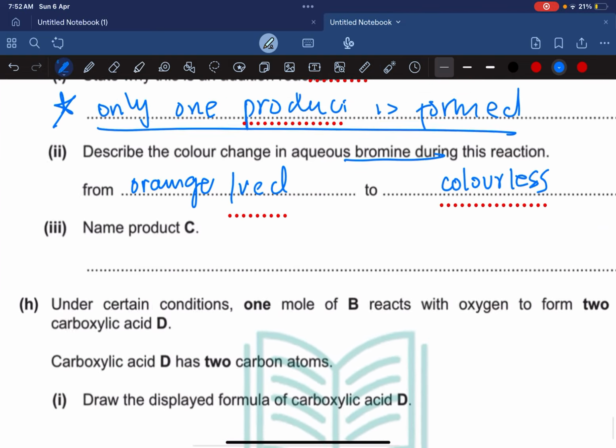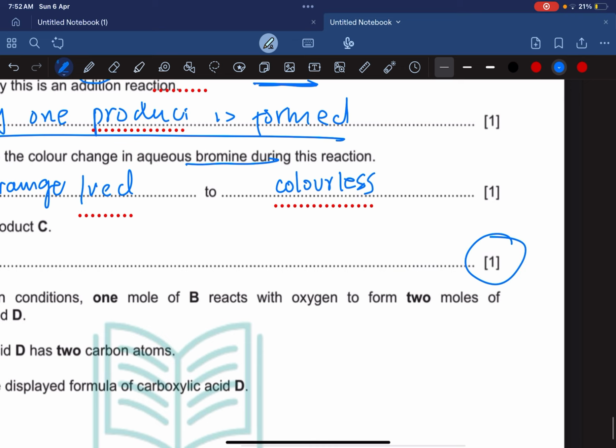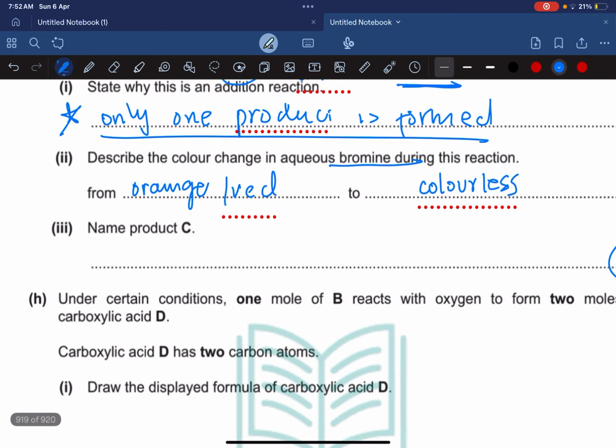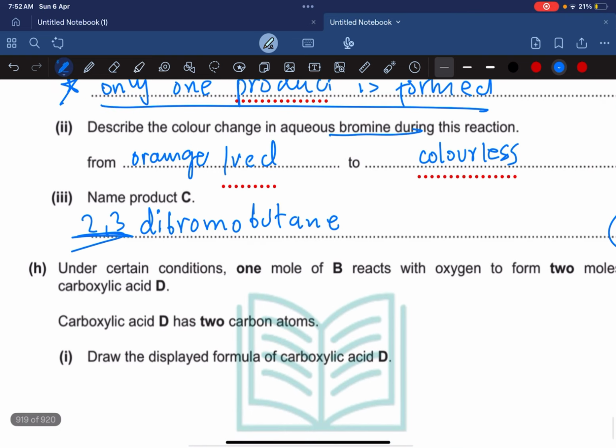So if it would have been for 2 marks, you could write 2,3 as well, but I don't think that's part of the syllabus. Just write dibromobutane. So you can write 2,3 if you want, but that is the correct way to write it. 2,3 का मतलब है 2 पे पहला ब्रोमीन, अगला ब्रोमीन 3 पे, डाइब्रोमो का मतलब 2 ब्रोमीन्स, और ब्यूटेन का मतलब it has 4 carbons in it.